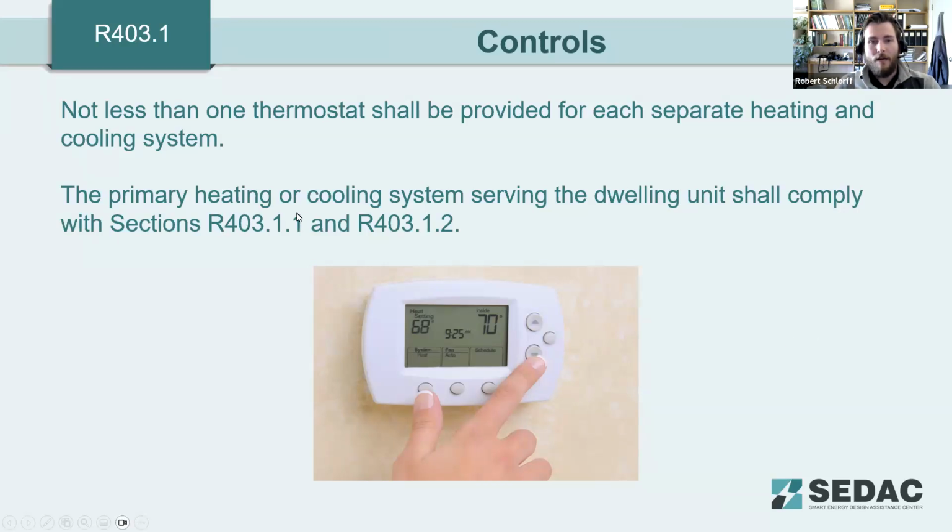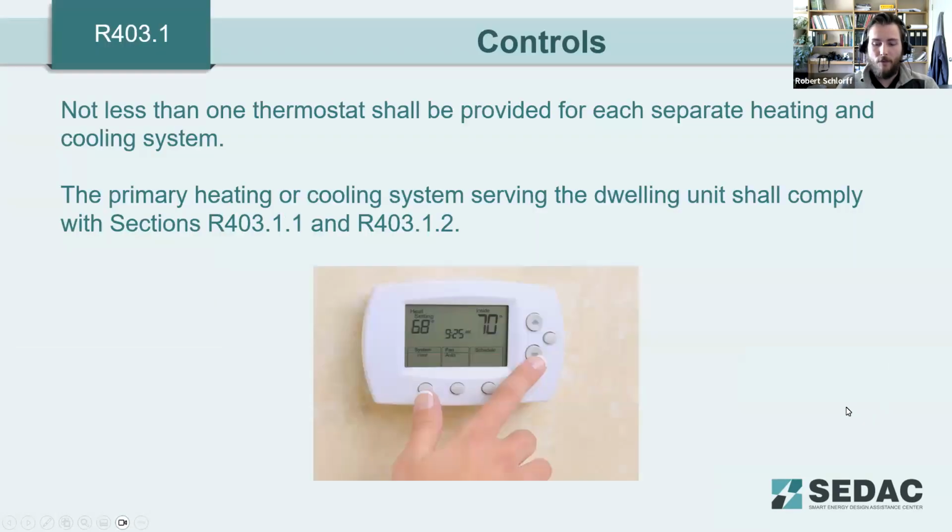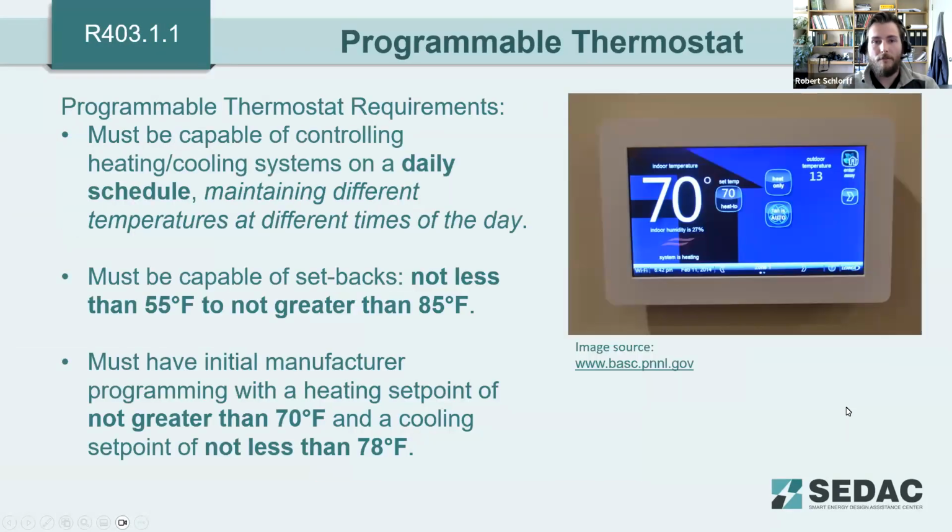So primary heating and cooling systems serving the dwelling unit shall comply with sections R403.1.1 and R403.1.2. So that's going to be your mechanical systems section of the code there. But at least one thermostat per system. Those thermostats must be programmable thermostats. If it is a programmable thermostat, these are the requirements.